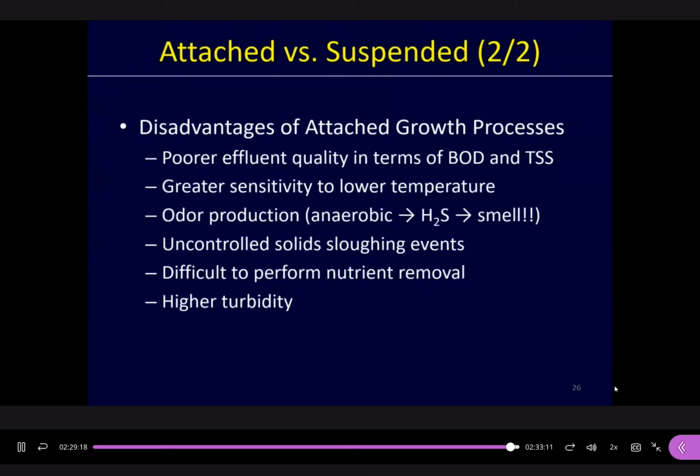Greater sensitivity to lower temperature, and also odor production, because that happens in the absence of oxygen, anaerobic condition. In a trickling filter, for example, it could have certain locations which lack oxygen, because it's deep. But in activated sludge, we have aeration, so you have a lot of oxygen. And here, we could have hydrogen sulfide produced. Uncontrolled sloughing events: some biofilm could come off from the surface, and that could be a problem. Difficult to perform nutrient removal. Next lecture, we talk about nutrient removal. Higher turbidity, so not as good effluent quality as that from the activated sludge process.